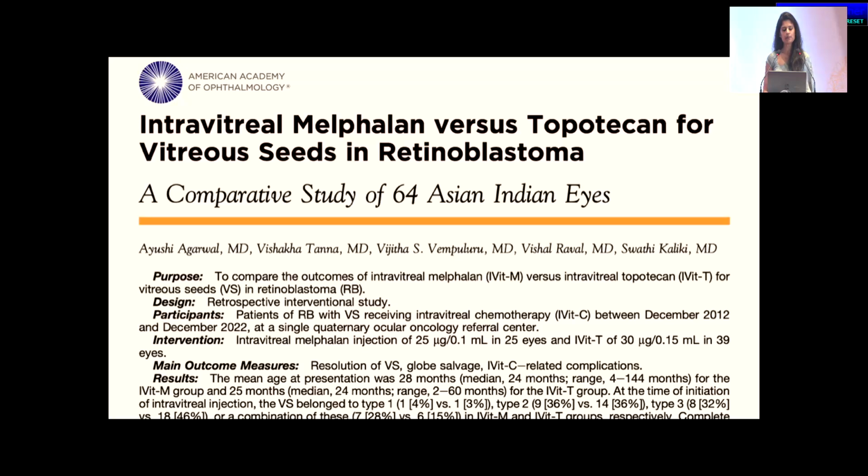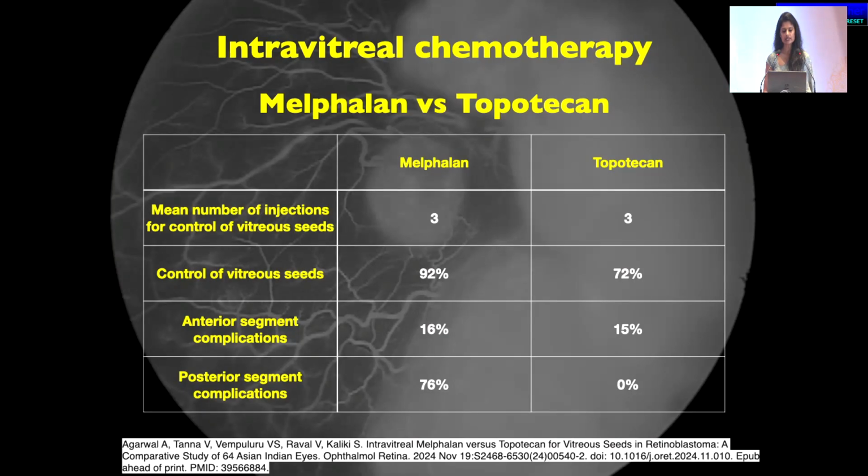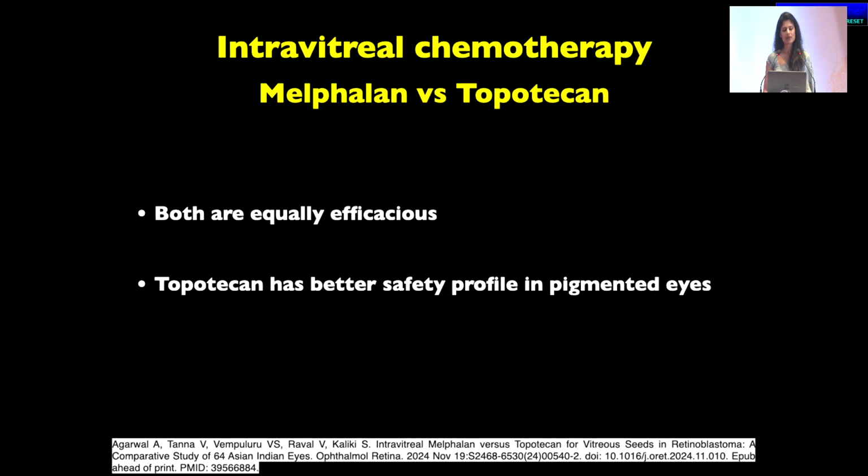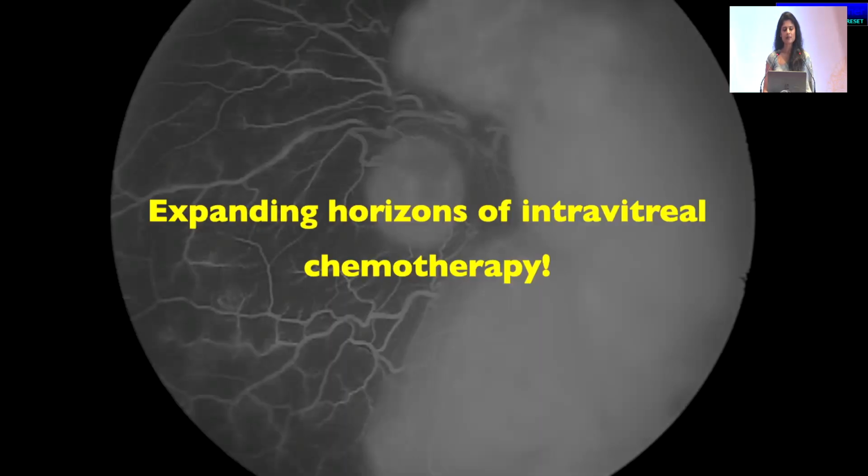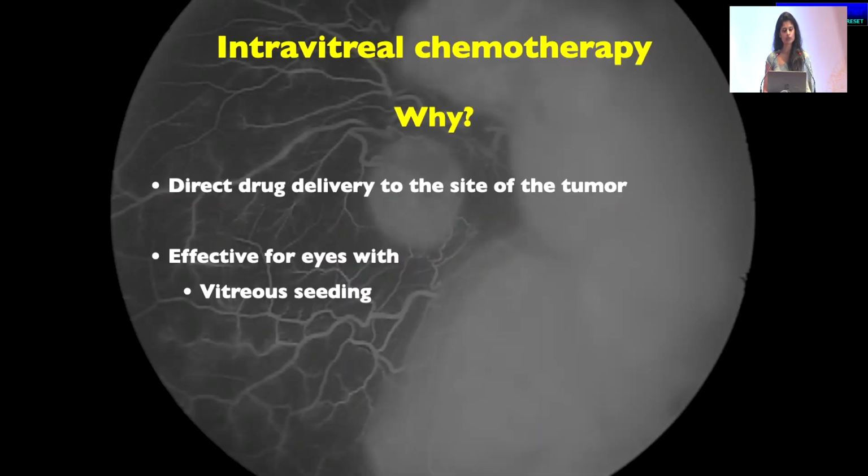Now, we recently performed a comparative study of what are the effects of using melphalan versus topotecan. This is just published for those interested to read it. And what we concluded is that both the melphalan and topotecan are equally efficacious, but topotecan has better safety profile, especially in pigmented eyes.